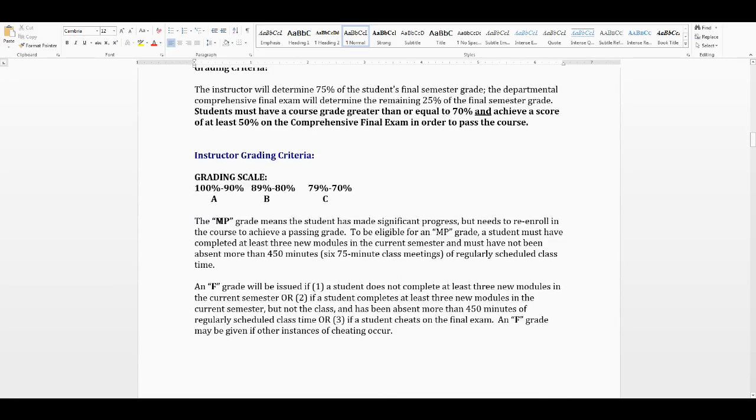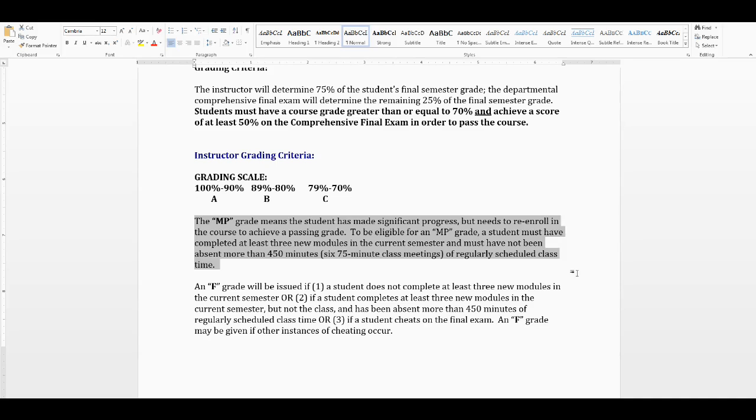The MP grade is kind of a big deal. You'll want to read this, but what it comes down to is if you complete at least 3 modules, but not the whole class, you may be eligible for the MP grade. Also, you must meet the attendance requirement. If you do receive an MP grade, that is not a passing grade, but what it does mean is you will need to take the class again the following semester. You will have to pay for it, pay for the tuition.